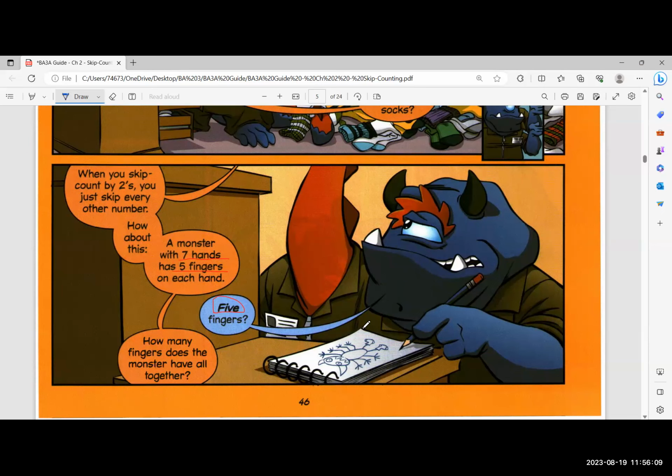Okay, then let's write it down. We have seven hands, so we would have one, two, three, four, five, six, seven. So that's how we would get the total answer. But if we want to use skip counting, we will just count one by one. So first we have 5, and then 10, 15, 20, 25, 30, 35. And that is the seventh hand. So if we count by fives, then it would give us 35 fingers altogether.